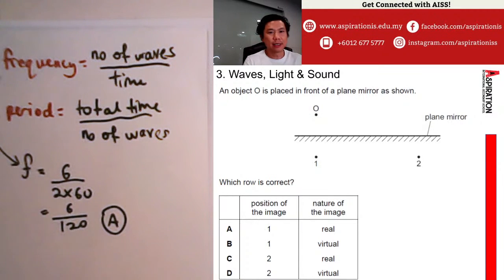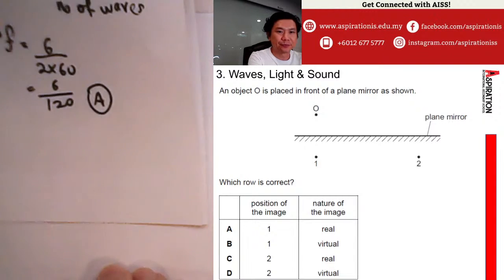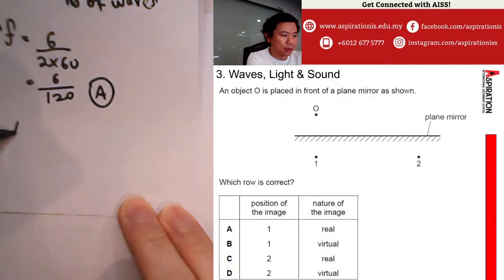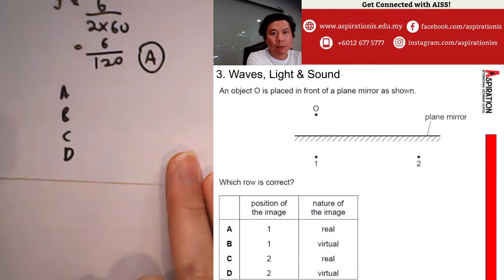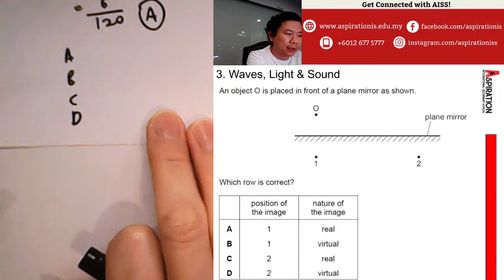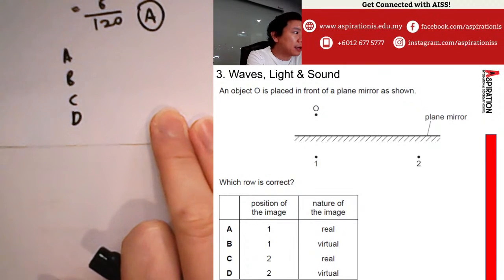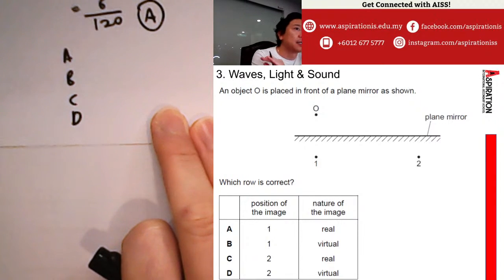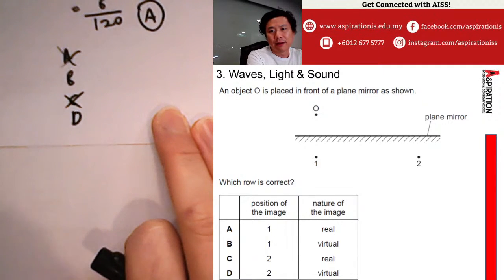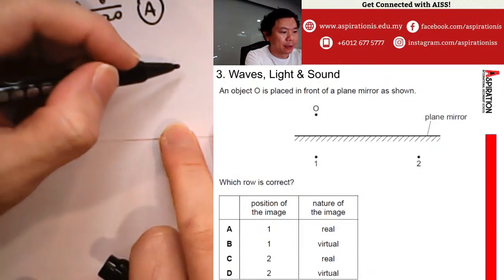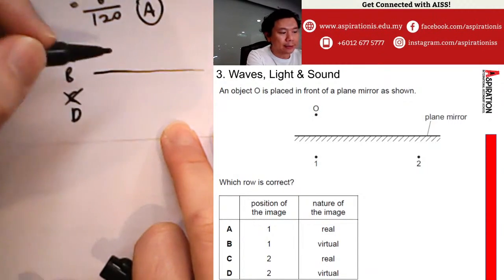Now, again, let's look at this question. Now, let's look at A, B, C, and D. Guys, I hope that you all know that in a plane mirror, it is definitely a virtual image. A virtual image, right? So definitely A and C are wrong. So it's either the position is at 1 or 2. All right. Now I want you to understand something.